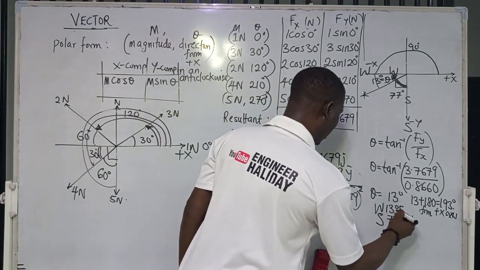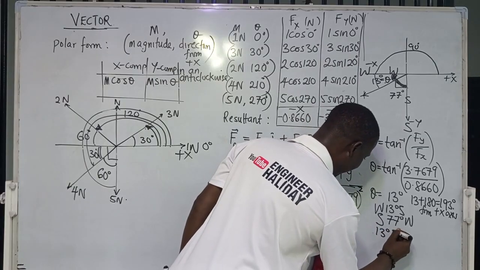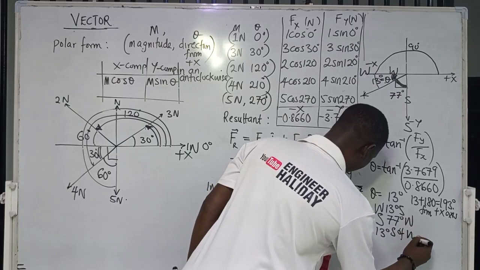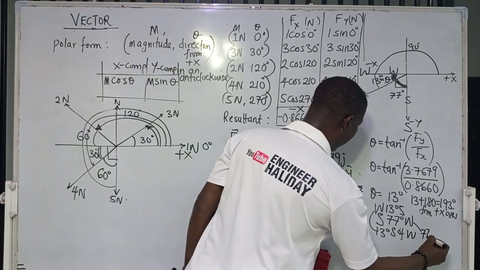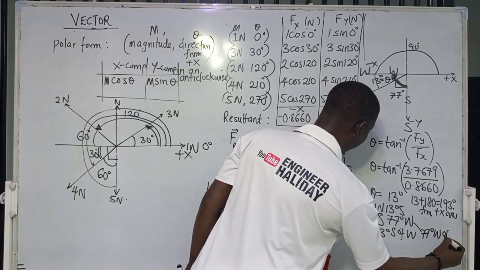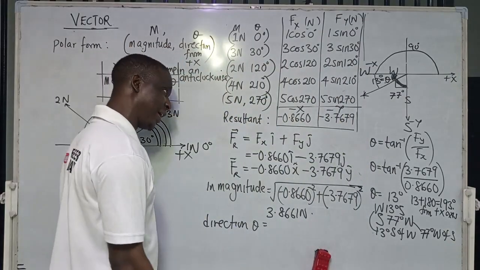Now, somebody can say, what about if I write it as 13 degree south of west? You are correct for this first one. And somebody else can write this one as 77 degree west of south. You are also correct. So any of these directions, you are correct.